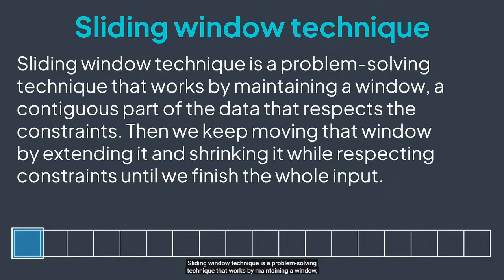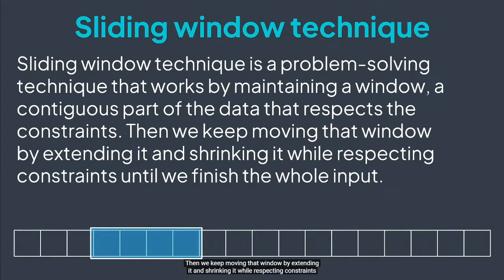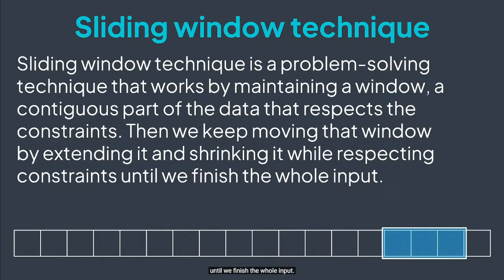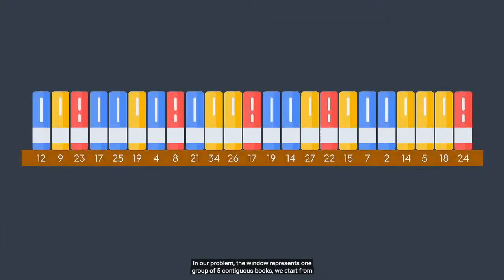Sliding window is a problem-solving technique that works by maintaining a window, a contiguous part of the data that respects the constraints. Then, we keep moving that window by extending it and shrinking it while respecting constraints until we finish the whole input. In our problem, the window represents one group of 5 contiguous books.